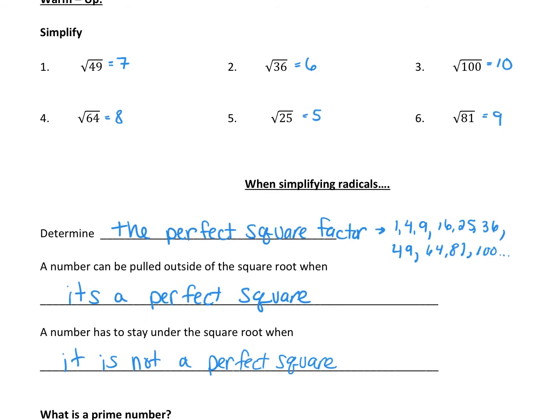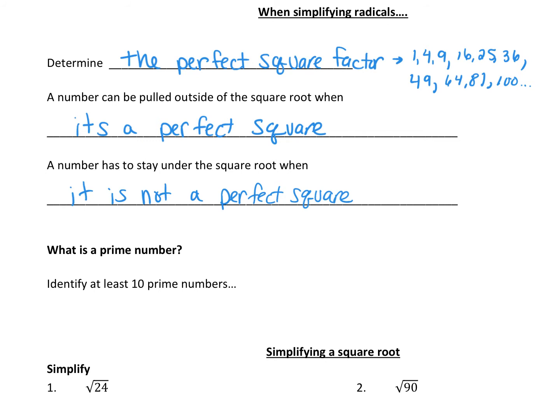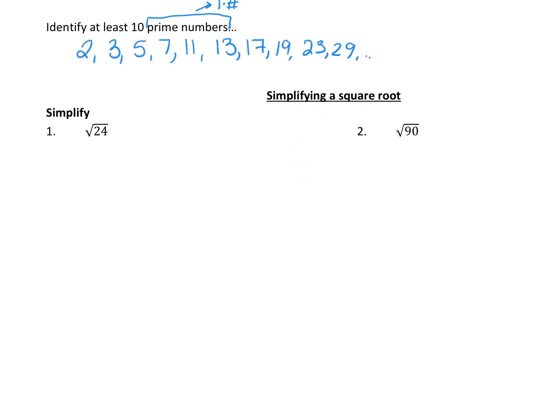So not only do we want to think about what our perfect square factors are, we also want to think about what our prime numbers are. Our prime numbers start at 2. So like 2, 3. Prime numbers, remember, are numbers whose factors are 1 and that number only. So like 2, 3, 5, 7, 11, 13, 17, 19, 23, 29. These are just some of the prime numbers. If we see prime numbers, we want to be able to recognize those because we know that they won't simplify anymore.